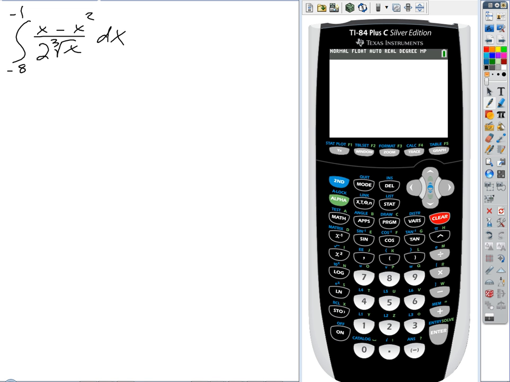All right, so I'm going to show you the graphical method of doing this first, and then I'm going to show you a different method. But if we want to, let's graph the function on this interval. So we get x minus x squared divided by 2 times the cube root.